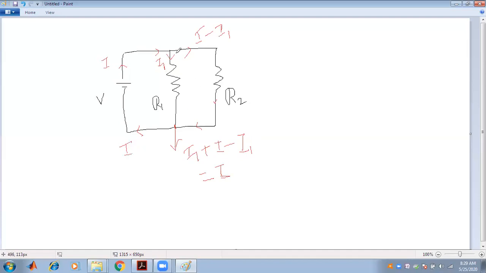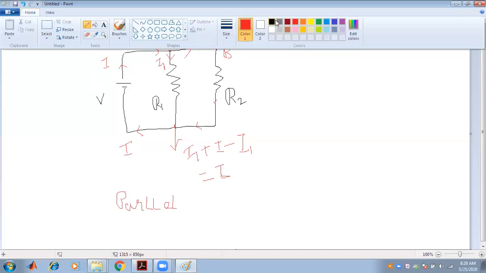So I is coming back to the ground potential. Now we can say that the potential at the two points, so this point is A and this point is B, and this is the ground potential. So the potential at the two points is the same, and the current is divided. So we can say that this is a parallel connection.